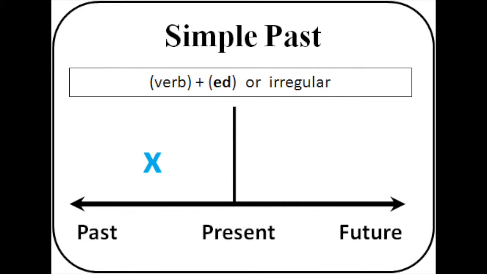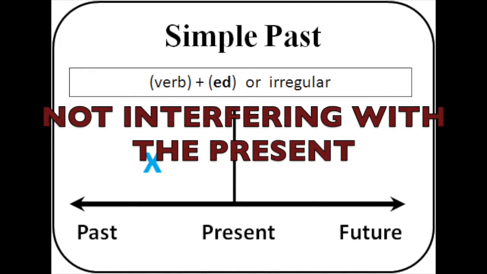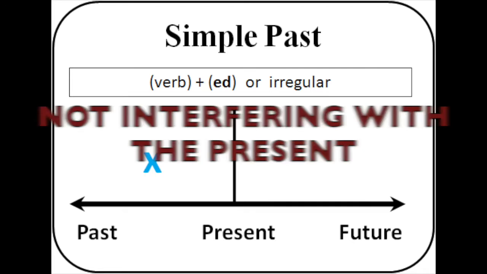We use the simple past to express an action in the past. If you look at the picture, the action, so the X, is in the past and it is not interfering with the present. So this means the action must be 100% finished. Finito, pepito. You have to remember that.